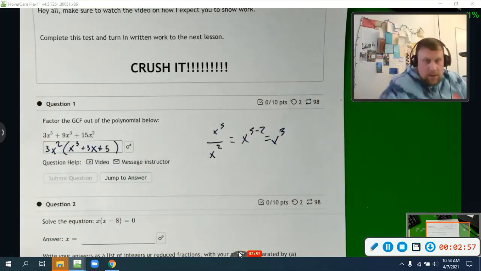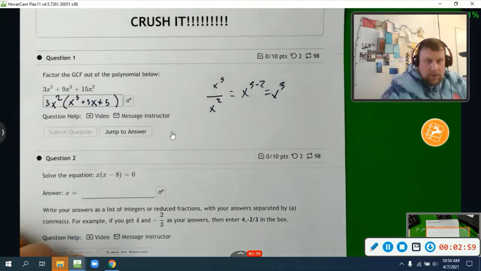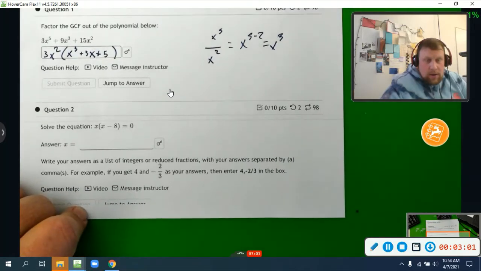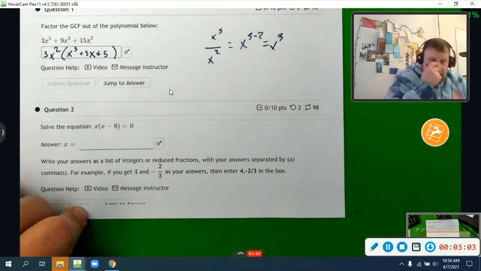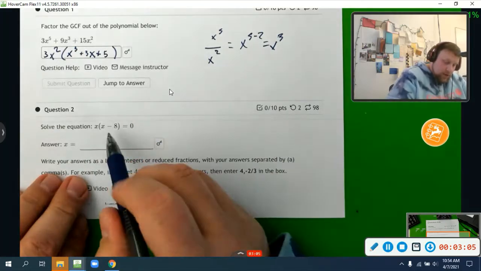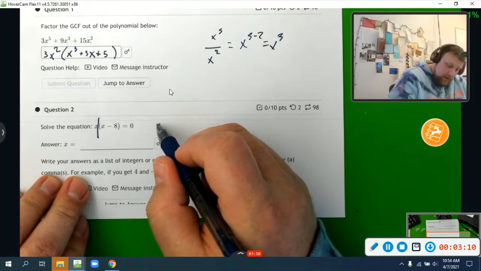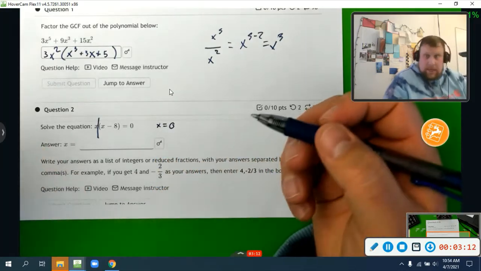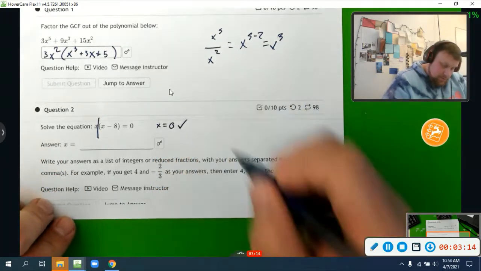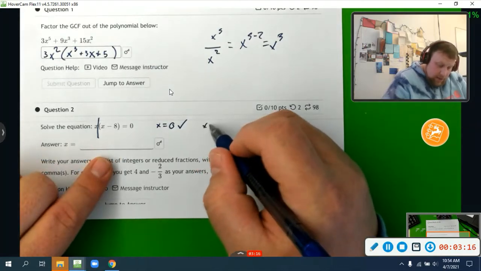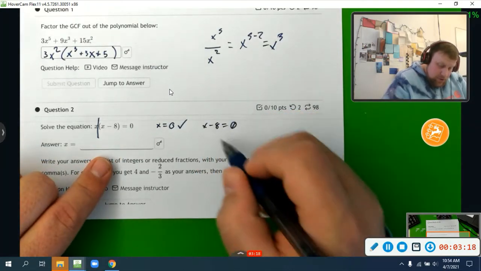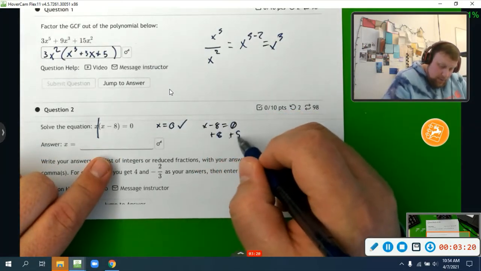Okay, so let's move on to the next one. Now this one is to solve the equation. This is essentially solving for the roots, right? So I have 2 different factors here. I have the one right here, so I have x equals 0, which is done. Check. And I have x minus 8 equals 0, which you can show your work for by adding 8 to both sides.